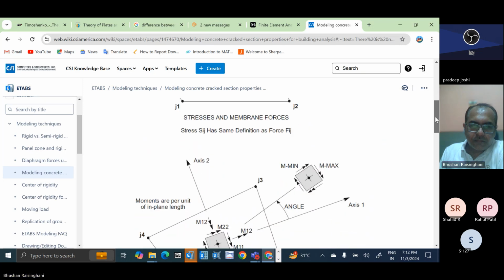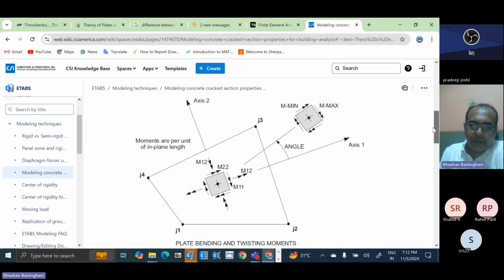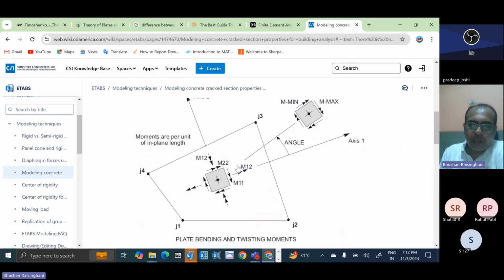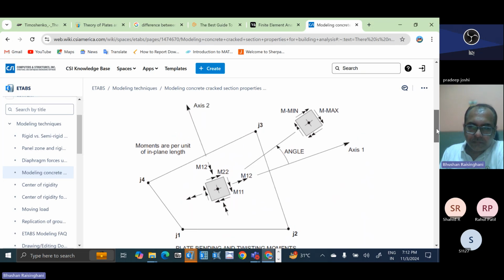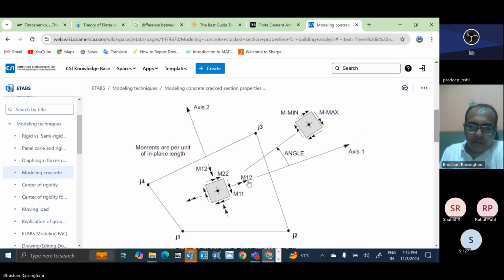So, I go to the moment side. The same is going to happen. Now you see, the normal direction is one, but the force is acting in the second direction. How is the force acting in the second direction? So axis 1, 1.